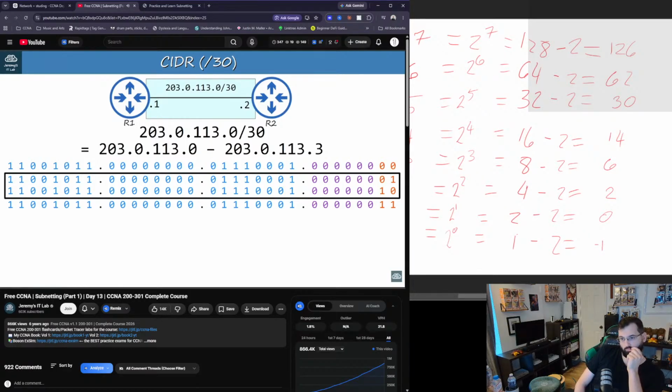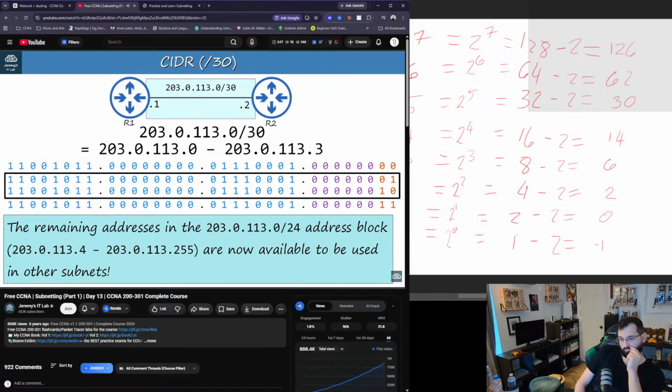So, we took up 4 addresses with this subnet. What about the other addresses in the 203.0.113.0/24 range? The remaining addresses in the address block, which are 203.0.113.4 through 203.0.113.255, are now available to be used in other subnets.